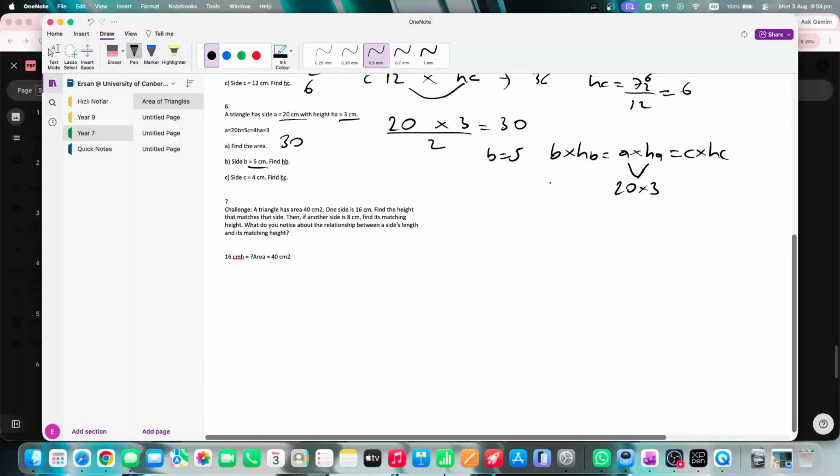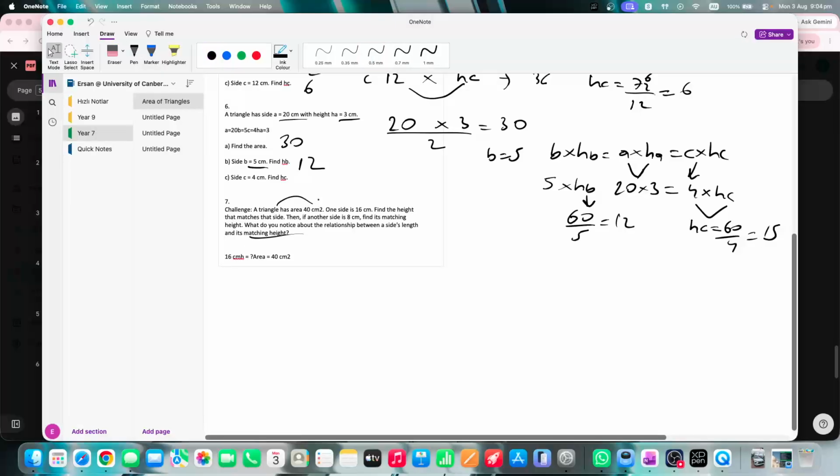So it's 60. So if B is 5, then HB is 12. Why is that? 60 over 5 is 12. I found this one, 12. So then here I'm gonna do the same thing. If C is 4, what is HC? 4 times HC should give me 60 again, then HC is 60 over 4, which is 15. That's it. So let's take a look at the challenging question.